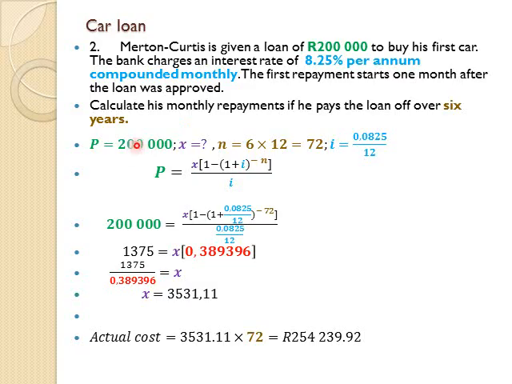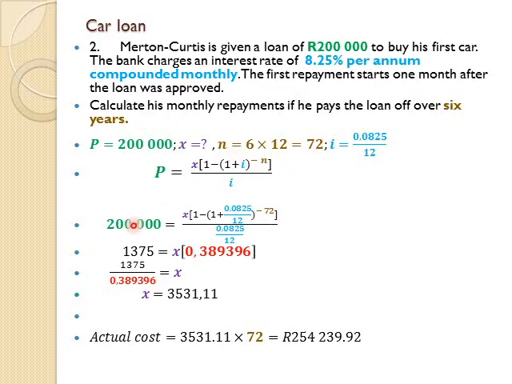So P is 200,000. We're looking for X. n is 6 times 12. 6 years gives me 72, compounded monthly. And i is 0.0825 divided by 12 because it's compounded monthly. So P, we're looking for X. i is 0.0825 over 12 for both i's. n, 6 years compounded monthly times 12, so gives me 72.